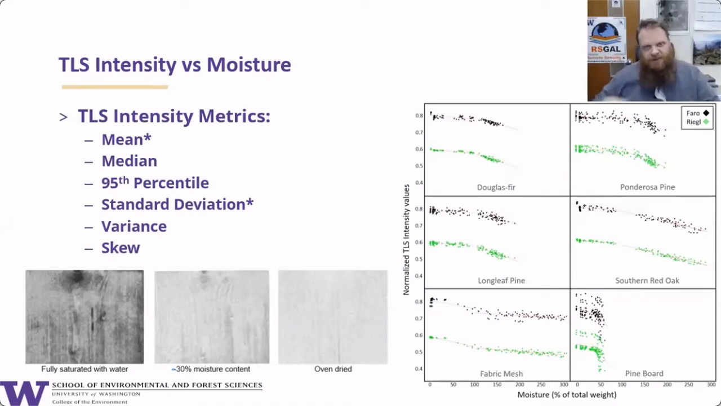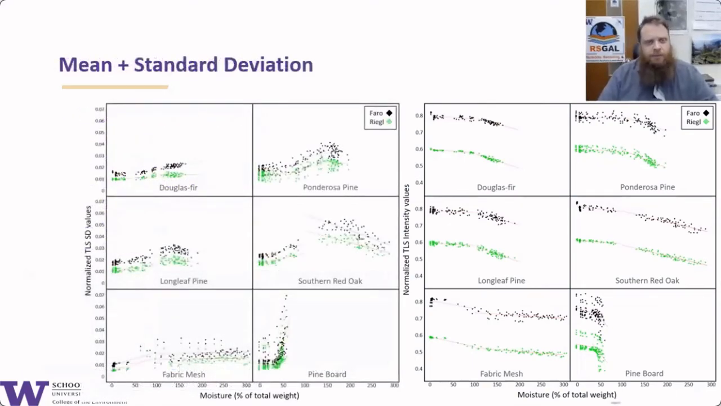With that break right around 100% moisture content, there seemed to be somewhat of an inflection point for the samples, the exception being the pine board. But the standard deviation was interesting initially, because looking at these other images here of the fully saturated with water, 30% moisture content, and oven dried samples of a pine board, you can see that not only does the reflectance increase as it dries out, but the image itself becomes more homogeneous in its appearance, accounting for that relationship with the standard deviation. Here are the plots for the standard deviation and the mean intensity values.